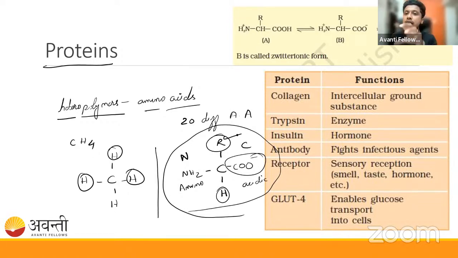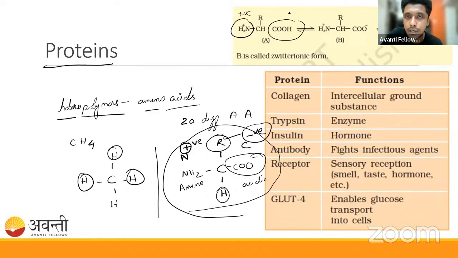If we look at the chemical nature of our amino acid, what we can find is that it exhibits a positive charge at the N-terminal and a negative charge at the C-terminal. You can see here in this picture, there is a positive charge here and a negative charge here.